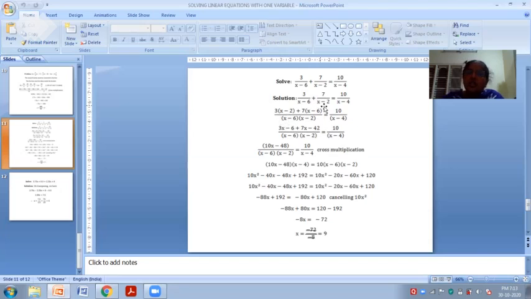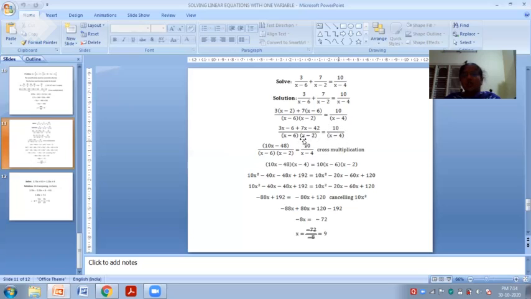Therefore, what is the remaining? x minus 2, 3 into x minus 2 plus 7 into x minus 6, because this is remaining. That is equal to 10 divided by x minus 4. Next, take inside: 3x minus 6 plus 7 into x minus 6, that is 7x minus 42. And then 10 divided by x minus 4.